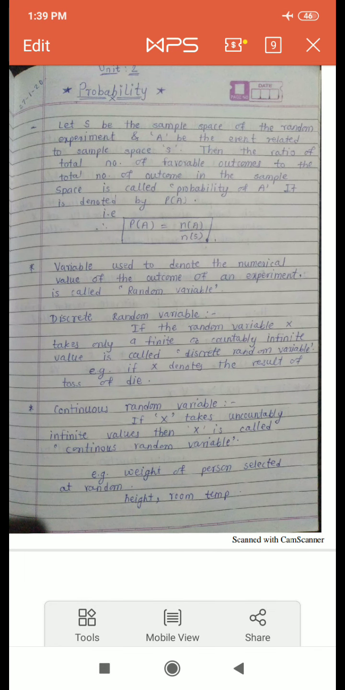Today we are going to discuss probability. This is our fifth topic. First we will see some basic definitions.